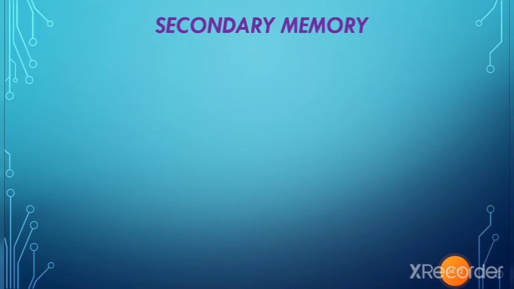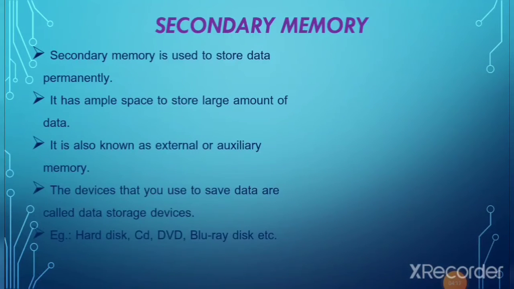Now let's see secondary memory. Secondary memory is used to store extra data. It stores data permanently, means for long time period. It can store large amount of data because of its large storage capacity. It is also known as external or auxiliary memory. It is also known as external because we can attach these devices from the outside.